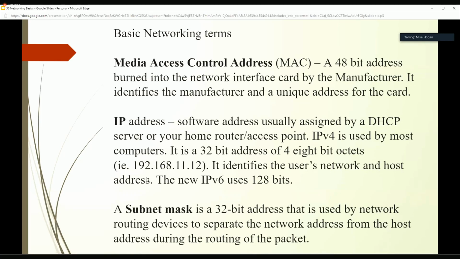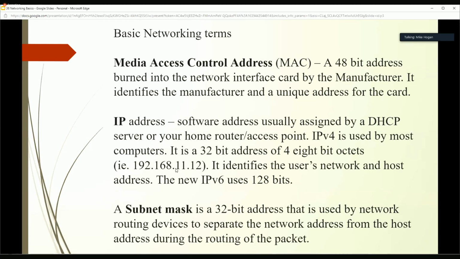So if we change this to 192.168.11.13, that is another host on the same 192.168.11 network. This could be .10, .13, .15, .240, whatever you want it to be, up to a maximum of 255. We typically don't use that address, as we'll find out it has a special association. So really up to 254 would be a host on the network.